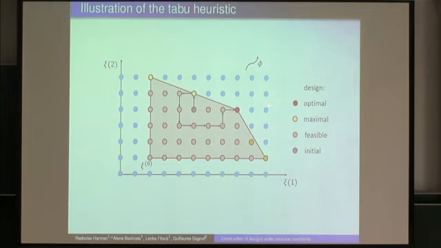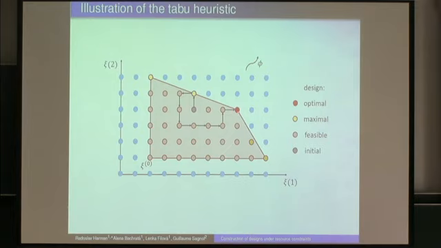Okay, so we move in a greedy way to obtain some maximal design. But, well, this would be a local optimum. A standard heuristic would simply stop at this point. But this heuristic doesn't get discouraged. It simply somehow, using these rules, avoids these designs and follows a path to the optimal design in this case.